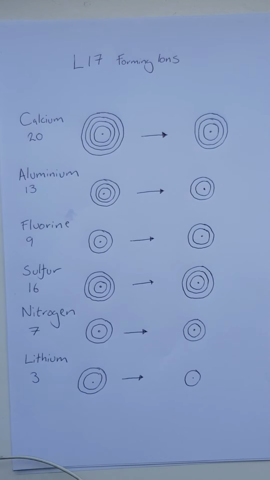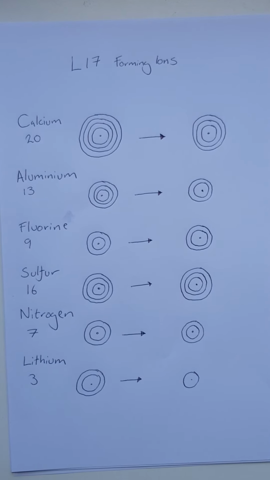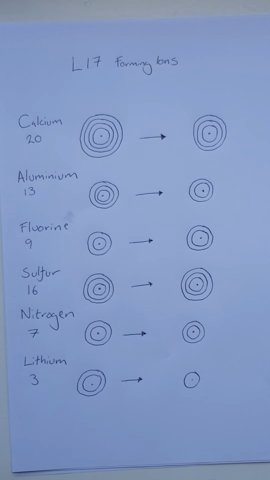Hello, Year 9. I thought I'd give you a little opportunity to talk through the answers to lesson 17 about forming ions. This is part of this unit of chemistry that we're doing at the moment. So I've written down the elements that we're going to be looking at, and the main thing to say is that we will follow on from our previous lesson about filling them.